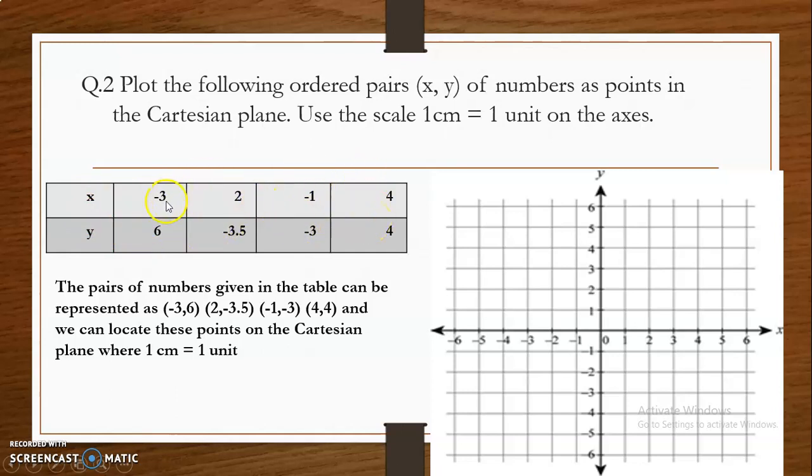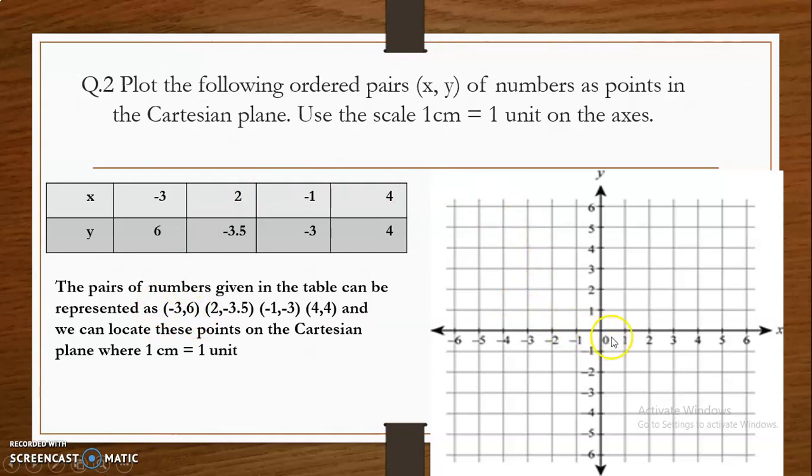Okay, so the first column is minus 3, 6. So we can write these two in this form. The pairs of numbers can be represented in this form inside the bracket. So we have to mark this (-3, 6) on this Cartesian plane.